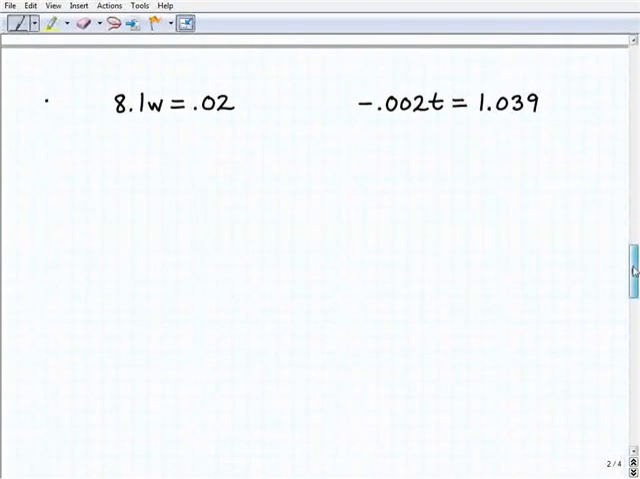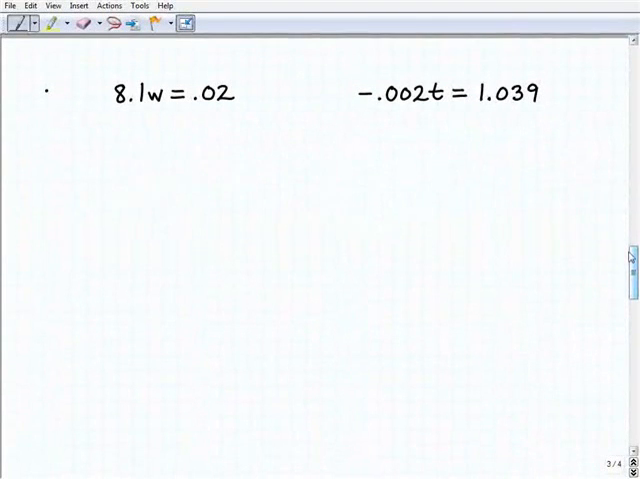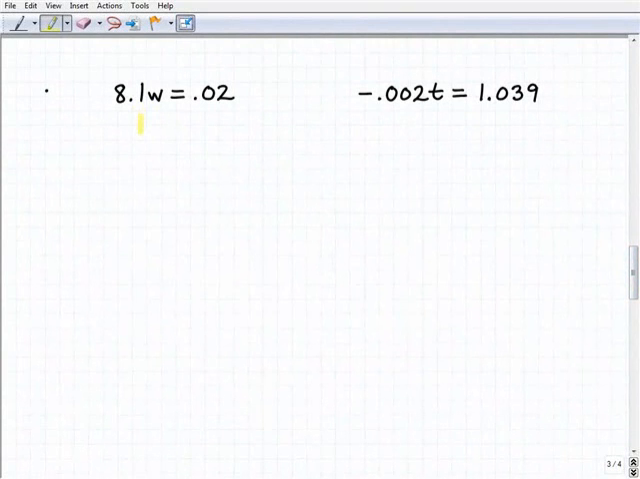Our last two problems are still pretty easy. Basically, we're still going to be dividing both sides of the equation by a number, but in this case, we're going to be dealing with decimals. No big deal. So hopefully you have your calculator out. I have 8.1w equals 0.02.